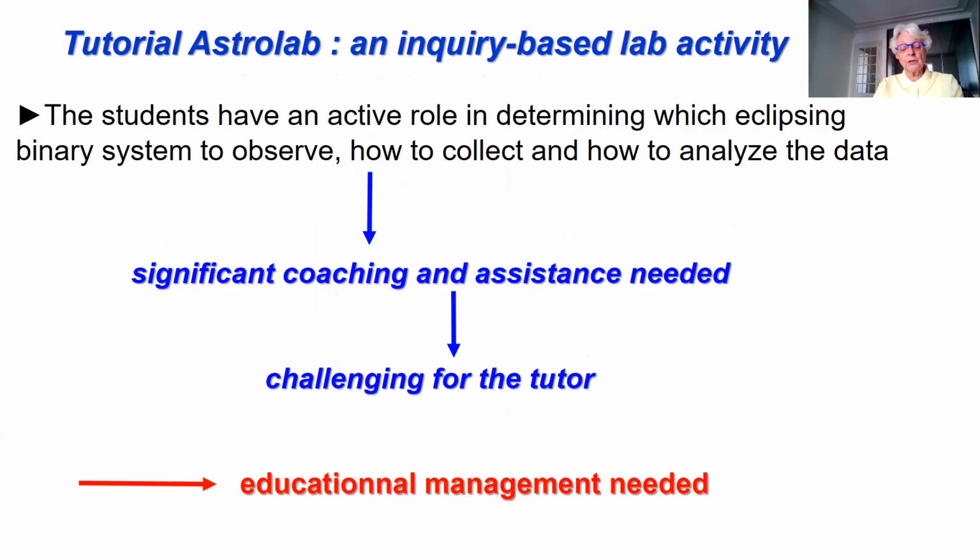In Astrolab, the students have an active role in determining which eclipsing binary system to observe, how to collect, and how to analyze the data. This engages the students more in the scientific process, but it is also challenging for the tutor. As the students lack experience in this process, it requires significant coaching and assistance. Consequently, the project needs educational management.